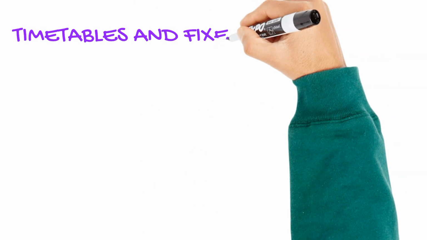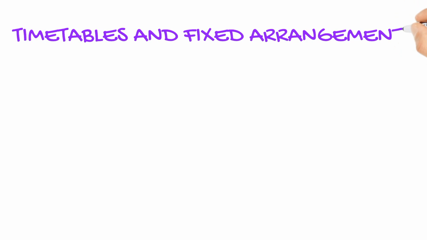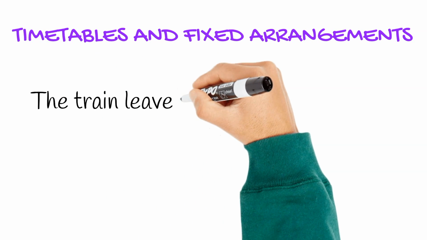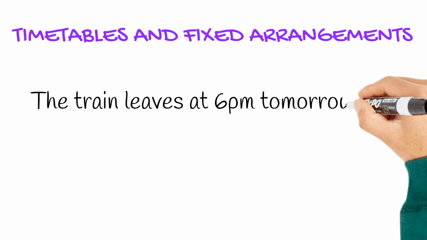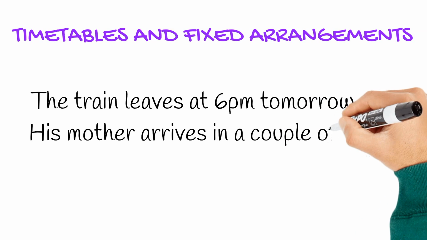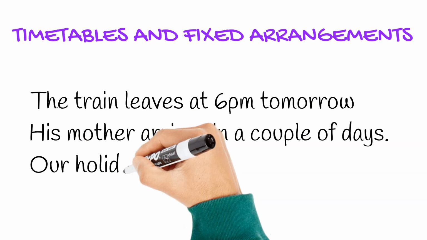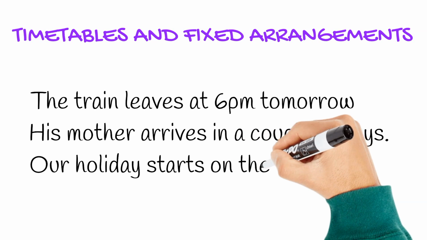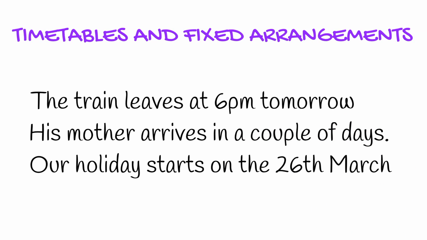The last main use for the present simple tense is for timetables and fixed arrangements. For example, the train leaves at 6 p.m. tomorrow. This is a future situation. However, because it's a timetable, we use the present simple tense. Also, his mother arrives in a couple of days, or our holiday starts on the 26th of March. These are fixed arrangements in the future, and therefore we also use the present simple tense.